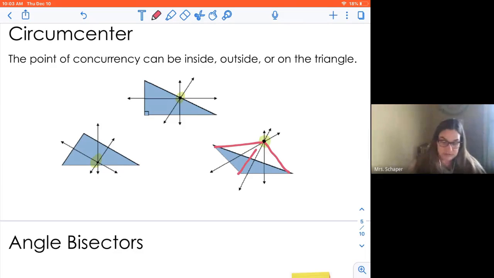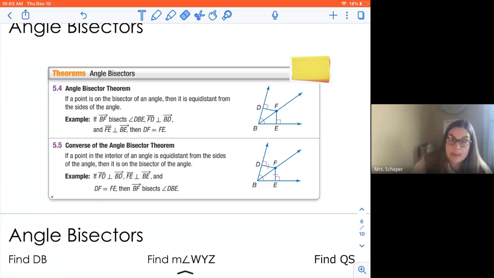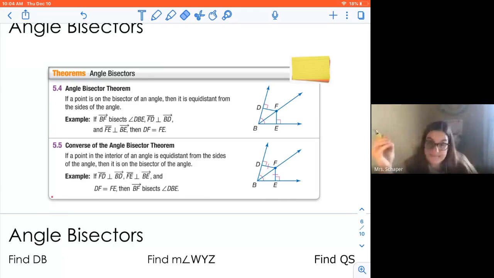Angle bisectors. Okay. So angle bisectors are, it's a ray that cuts an angle in half. That's an angle bisector. So the angle bisector theorem states that if you have an angle bisector, it is equidistant from the sides of the angle.